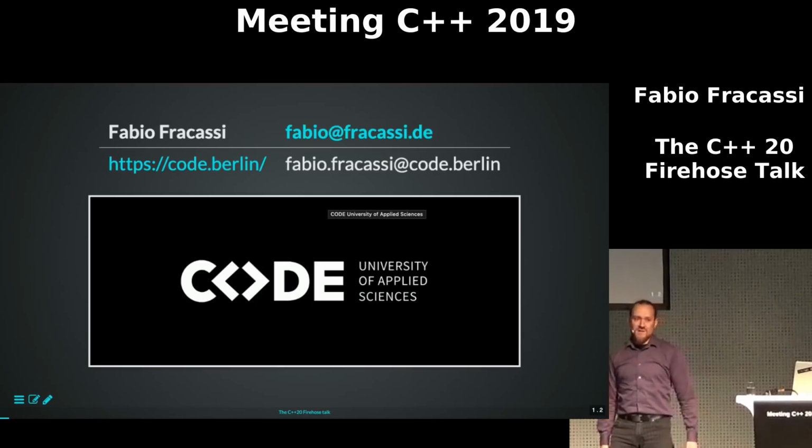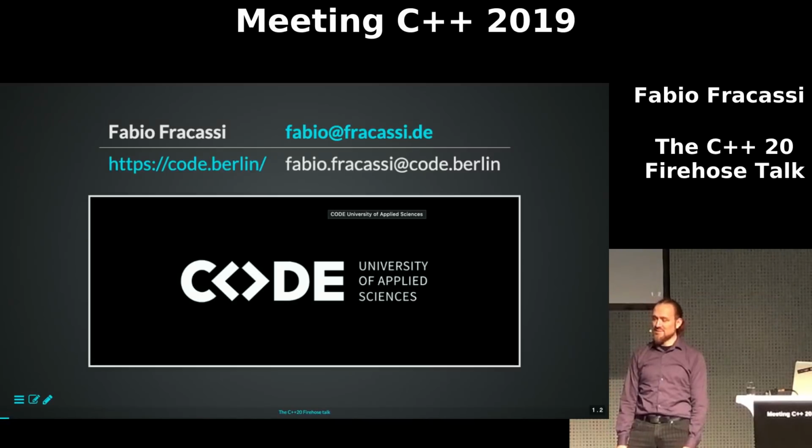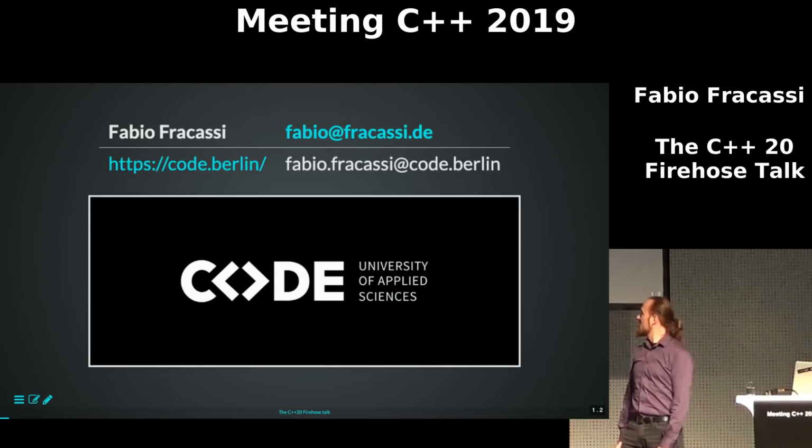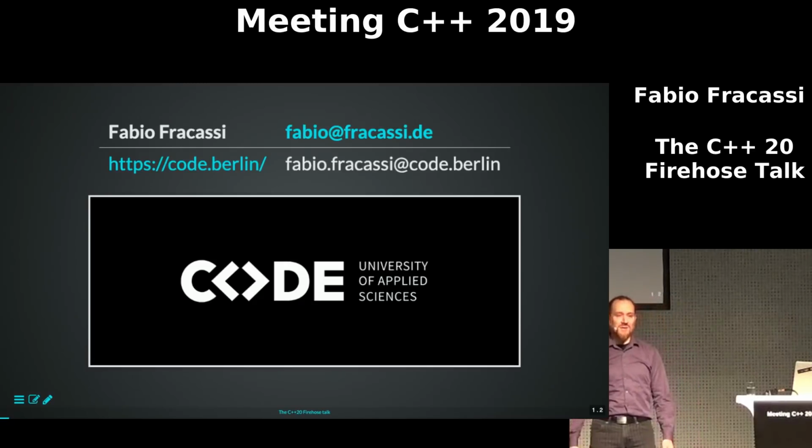So I'm Fabio Fracassi. I am the German national representative in the C++ Standards Committee. That's a grand-sounding title, but it just means that I show up regularly. I also work at a university here in Berlin. We do applied science. We do very practical education.